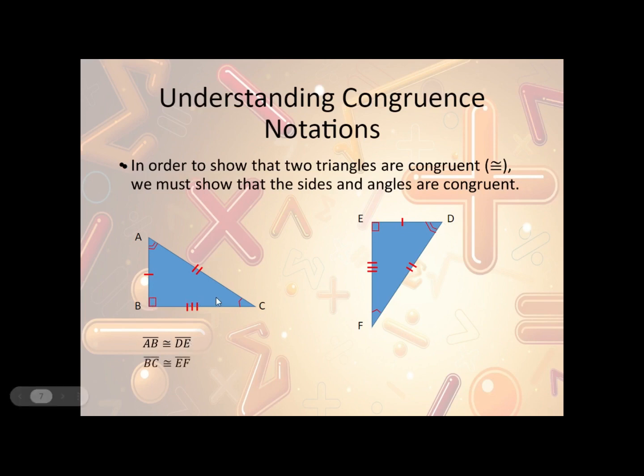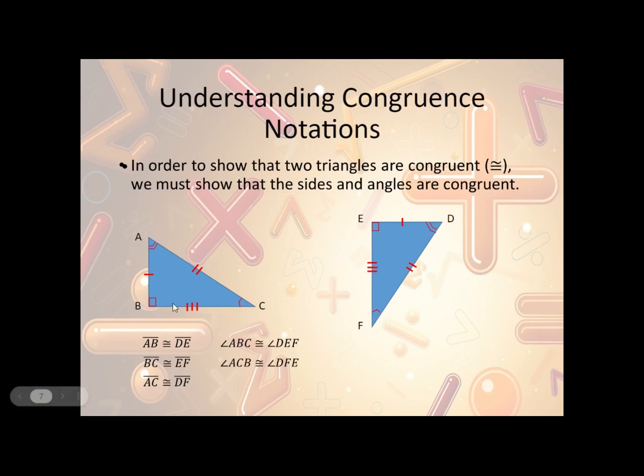Then we have BC here is congruent to EF, and AC is congruent to DF. So those show that all the parts are congruent. Then I have my angles. Angle ABC is congruent to angle DEF because they're both 90 degrees. They both have the box. Then I have angle ACB, so the single arc, is congruent to DFE, single arc as well.